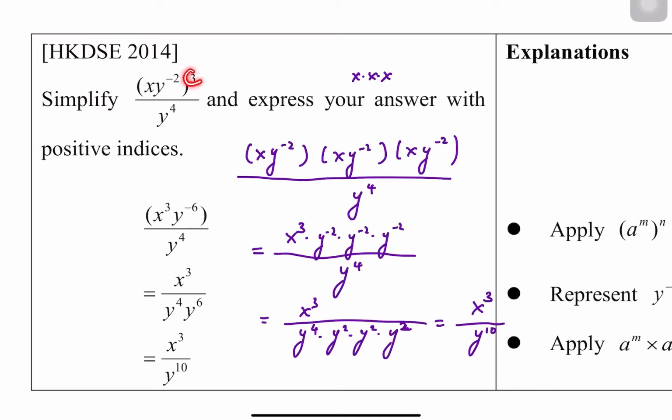Sometimes you do not remember how to distribute this 3 into the bracket. Sometimes you will add them together and then get the incorrect answer. If you remember the law of index, that's fine. But sometimes you do not remember. Go back to the basic idea. You can solve it.